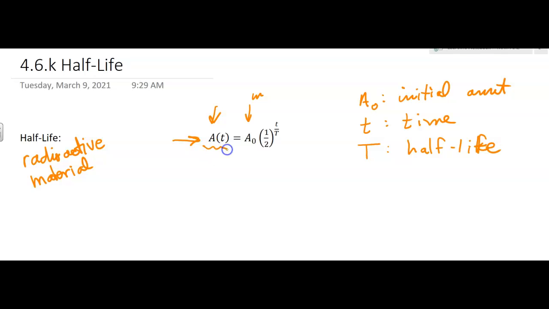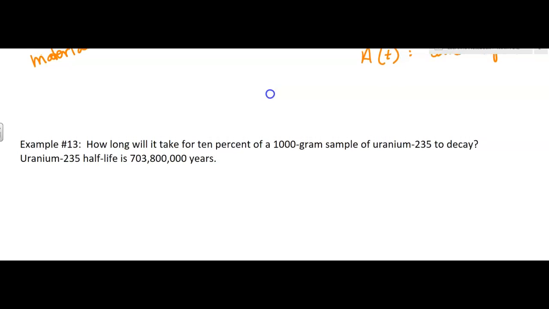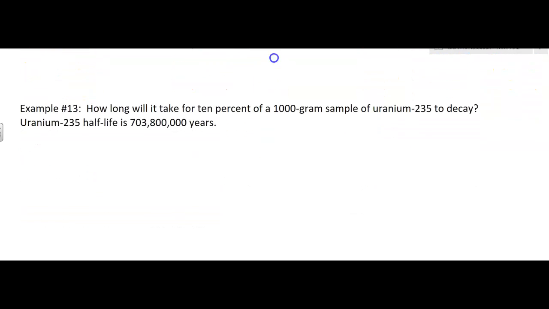And this is how much you have left after so much time. So A of t is the amount after time t. And the t could be in hours or days or years. Okay, so we're going to use that handy formula.